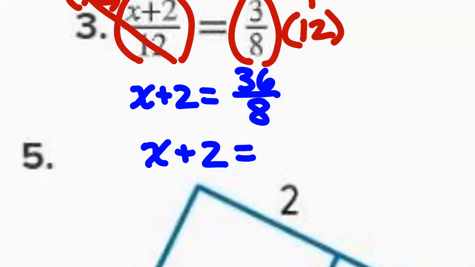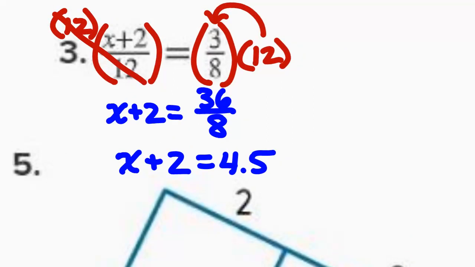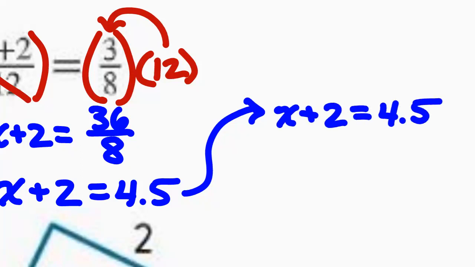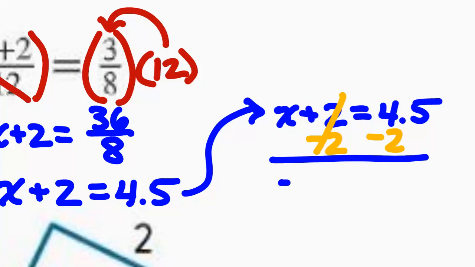And 36 divided by 8 is what? What is 36 divided by 8? 4.5. So then I'm going to have to subtract 2 from both sides because I have x plus 2 equals 4.5. We minus 2 on either side, and that's how we get that x is 2.5.